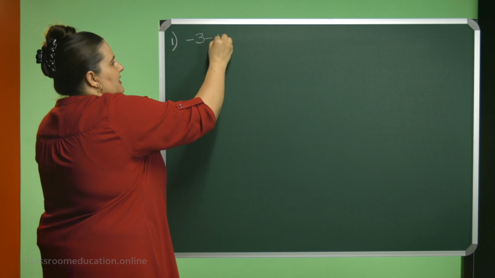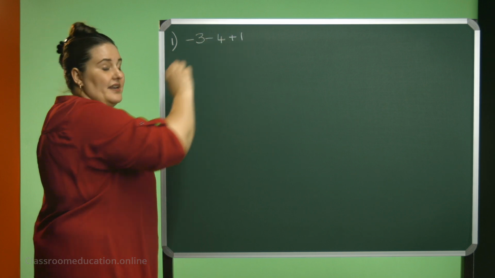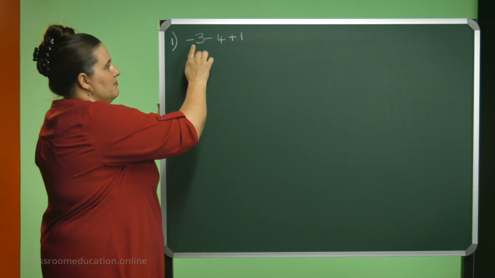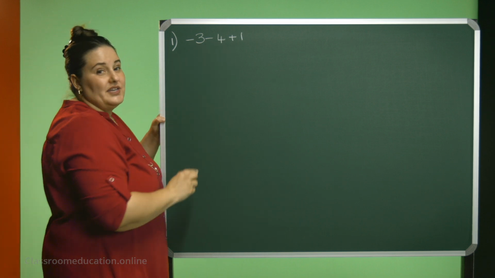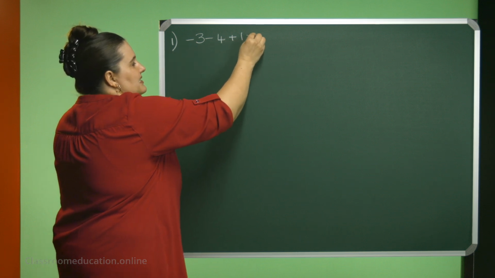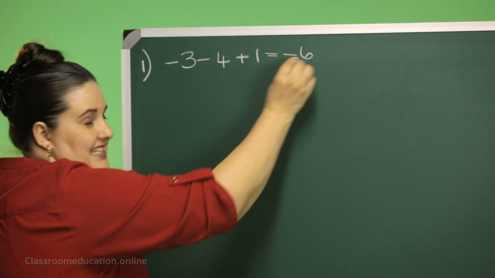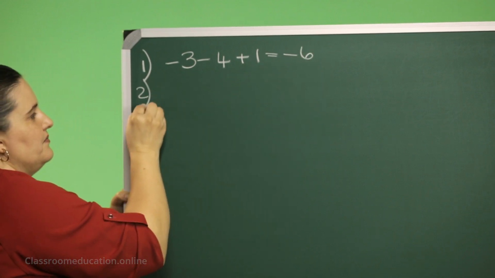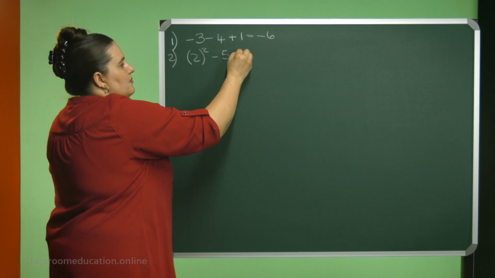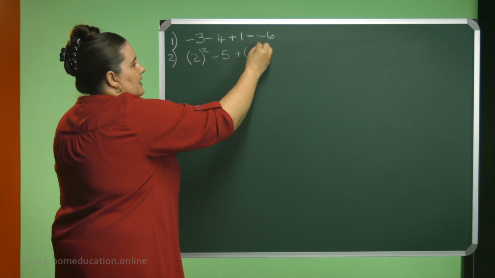-3 minus 4 plus 1. What is the answer? What did you get? -3 minus 4 is -7. -7 plus 1 is -6. Number 2. 2 squared minus 5 plus -3.